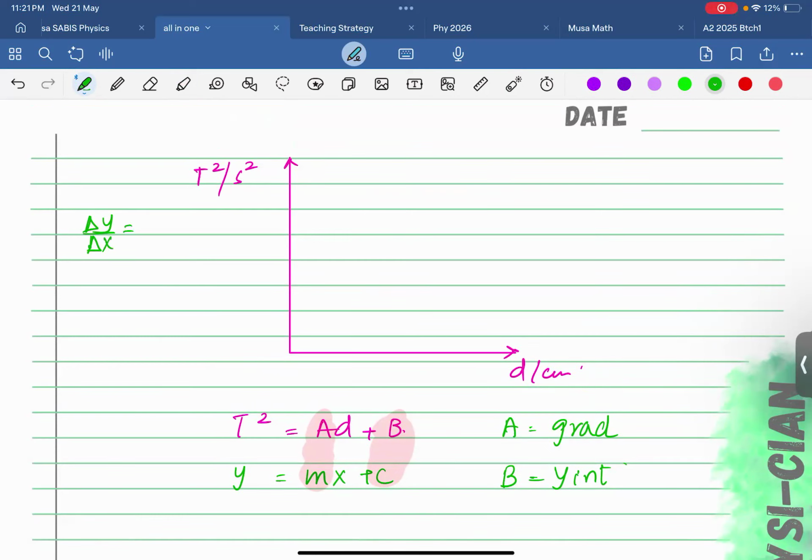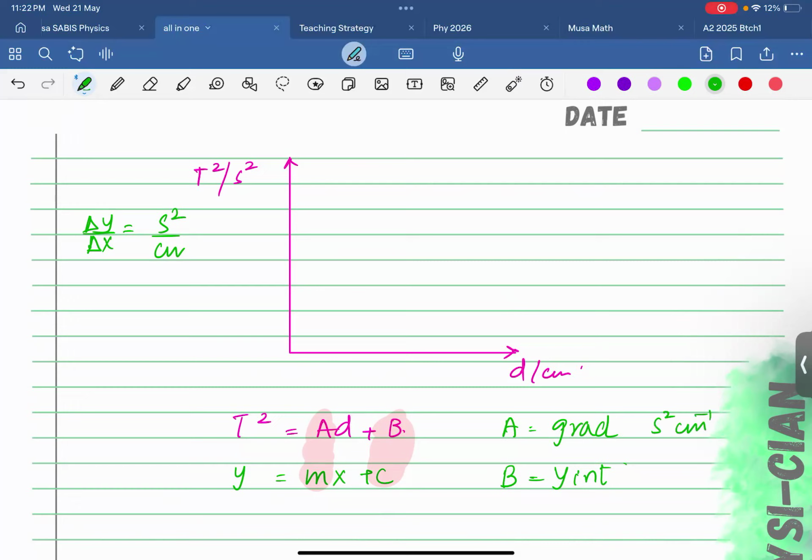Okay, so to find the unit for the gradient, you also do y over x. So what is the unit on y? That is second squared. And what's the unit on x? That is centimeter. Okay, just bring that up. You're not allowed to give that in the fraction form. So just write second squared and centimeter -1.